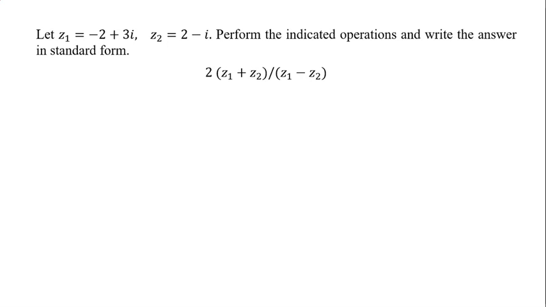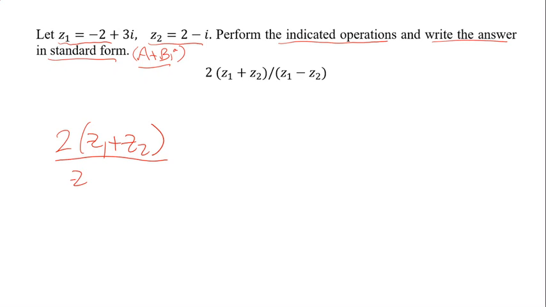Okay, this is the second part of the same exercise. Z sub 1 is this, Z sub 2 is this. Perform the indicated operations and write the answer in standard form. The standard form is like A plus BI type. Okay, now we have to write it this way. So it's asking 2Z sub 1 plus Z sub 2 divided by Z sub 1 minus Z sub 2.